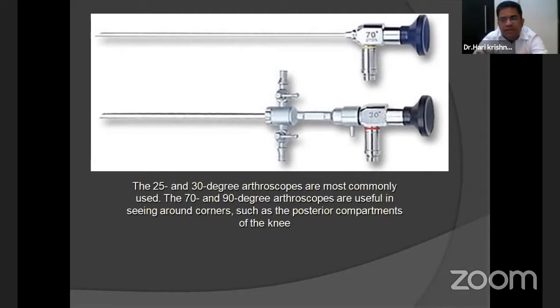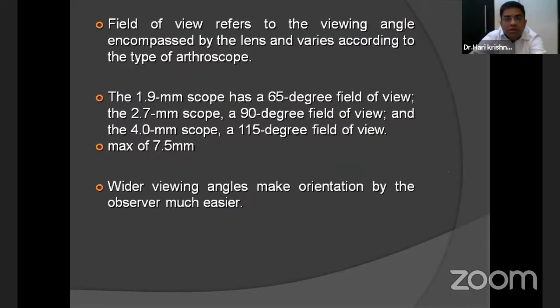Sometimes we use 70 degrees while we are operating in the hip as well as in the shoulder, while doing a subscapularis repair, or sometimes in the posterior medial compartment to see with the 70 degrees if you are repairing a ramp lesion.